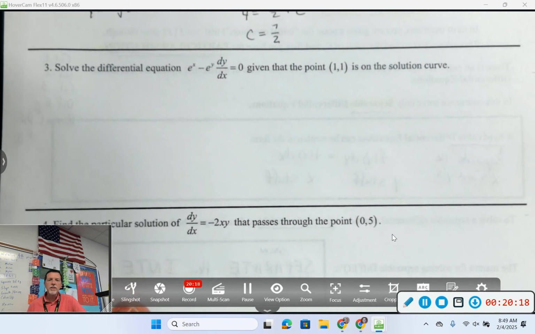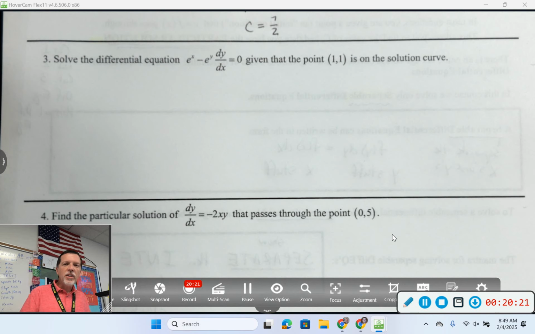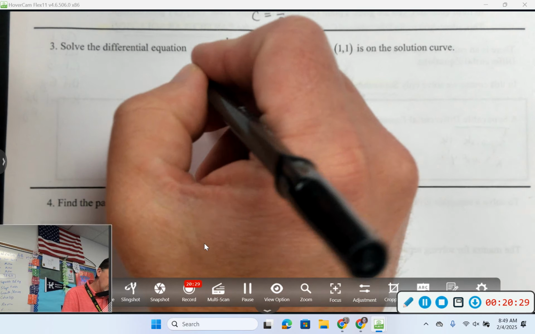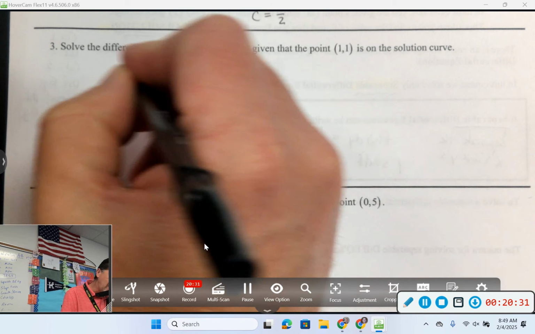All right, number 3 looks a little bit more challenging, maybe. What do you want to do first to separate on number 3? Yeah, let's subtract that e to the x over.